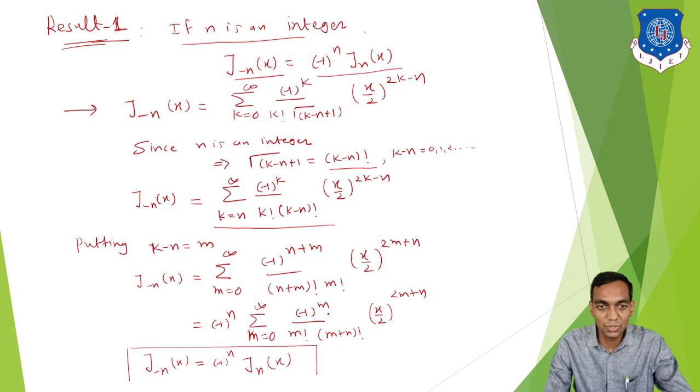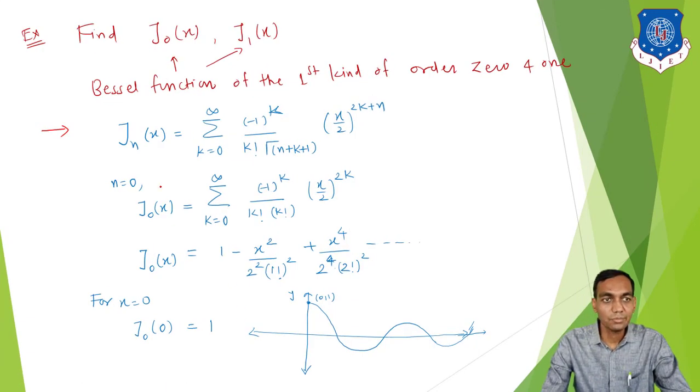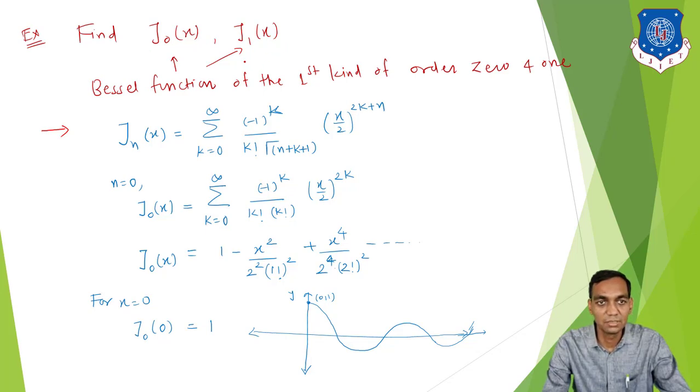Now this is nothing but, if you write this in the form of k, this is your Jn. So you have J of minus n x equal to minus 1 raised to n into Jn of x. Okay. Now find J0 x and J1 x. That means the first order and second order Bessel's function.